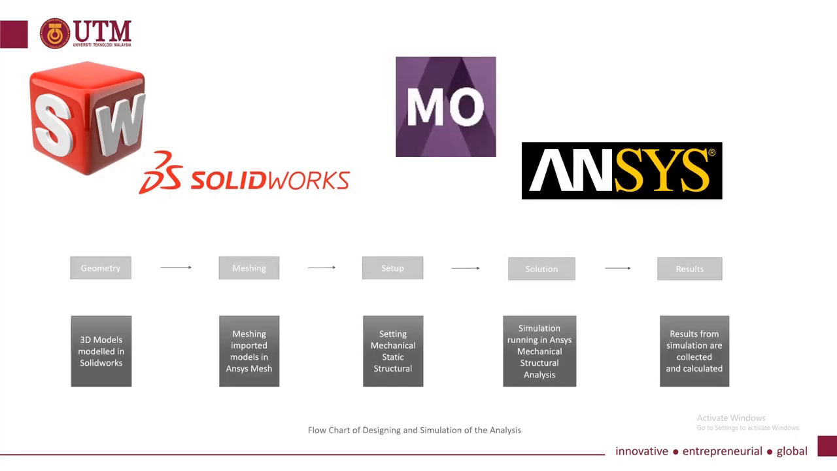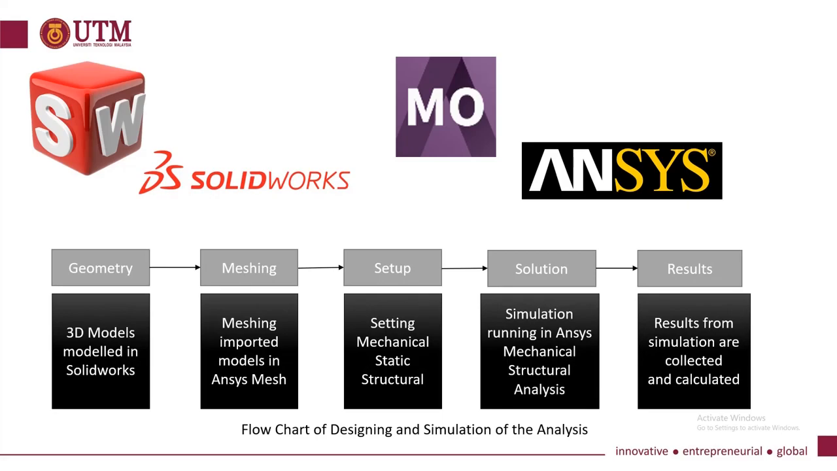The flow chart shows the flow of the project, starting with the geometry, where 3D models were modeled in SolidWorks. Next process is meshing the imported models in ANSYS Mesh. Then, the ANSYS Mechanical static structural is set up, followed by solution, where simulations were run in ANSYS Mechanical structural analysis. At last, the results from the simulation will be collected and calculated.